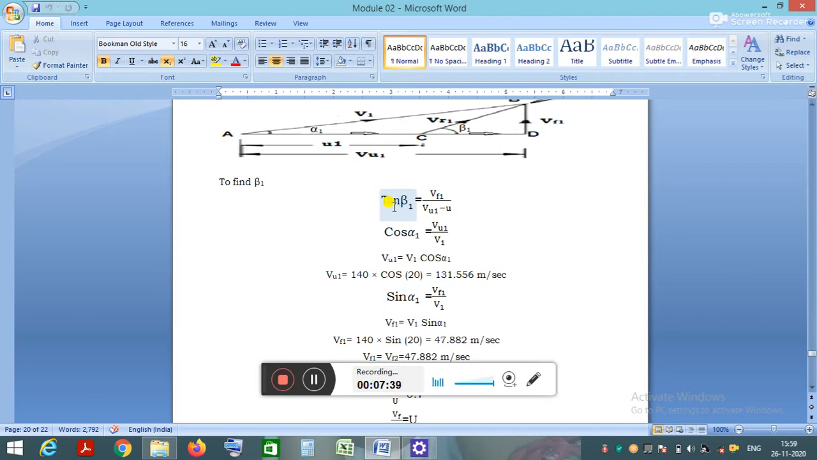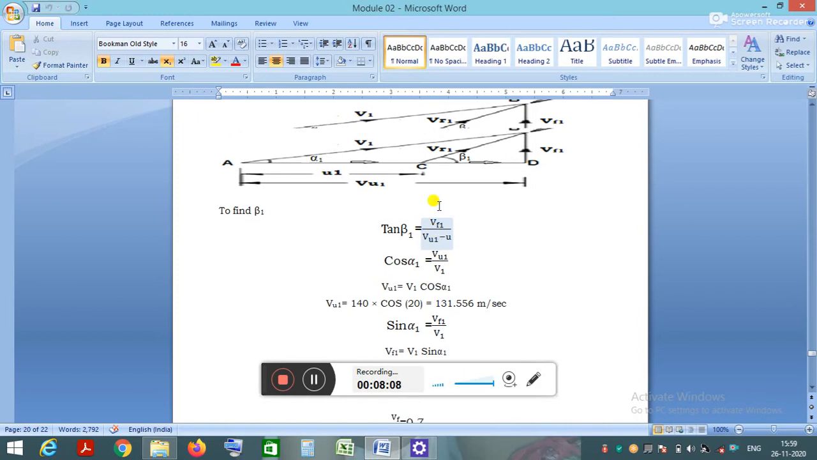We need to find the blade angle at the inlet. To find the blade angle at the inlet we have the equation tan beta 1 equals opposite by adjacent side. Considering the inlet velocity triangle, the opposite side is Vf1, and the adjacent side can be given by V suffix U1 minus U. We don't know all these three terms. To find these three terms we make use of trigonometric equations.